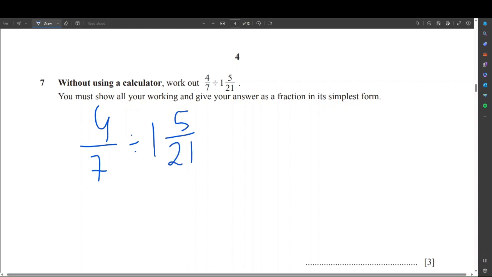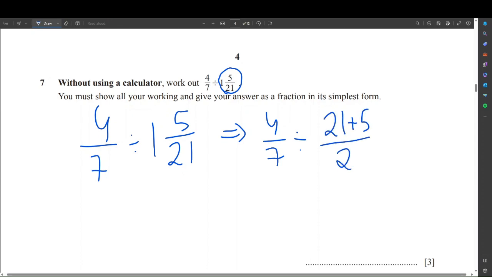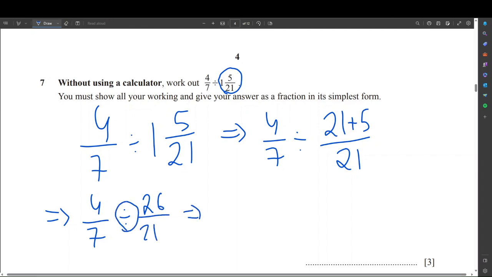All right. Now, without using a calculator, work out 4/7 divided by 1 and 5/21. First thing, we need to convert the mixed fraction into an improper fraction, so 1 times 21 is 21, plus 5, over 21. So the calculation that I need to do is 4/7 divided by 26/21. And since we have a division sign here, I need to take the reciprocal.